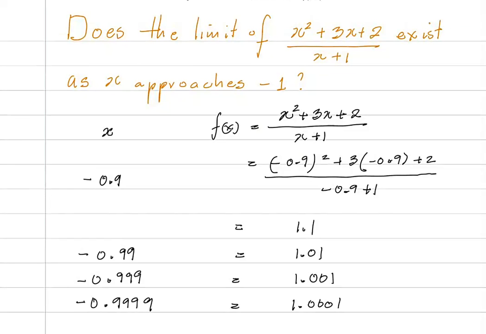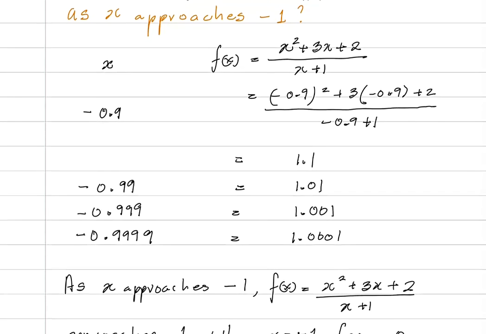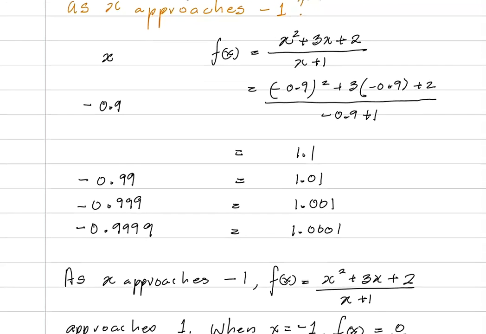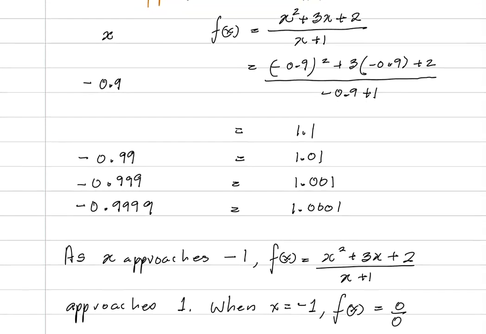Does the limit of f of x equal to x squared plus 3x plus 2 exist as x approaches minus 1? So let's examine that. To the left we have values of x, and to the right we have values of f of x.